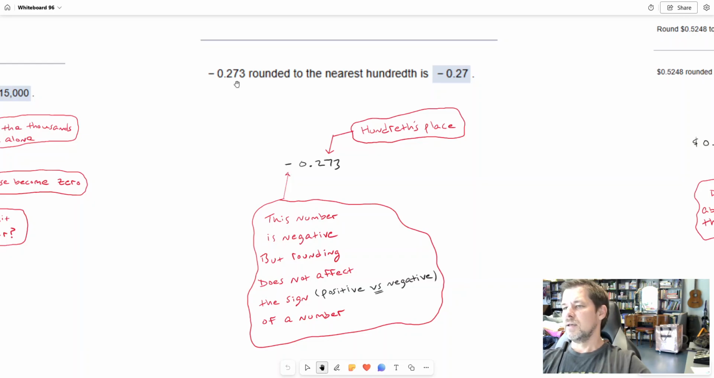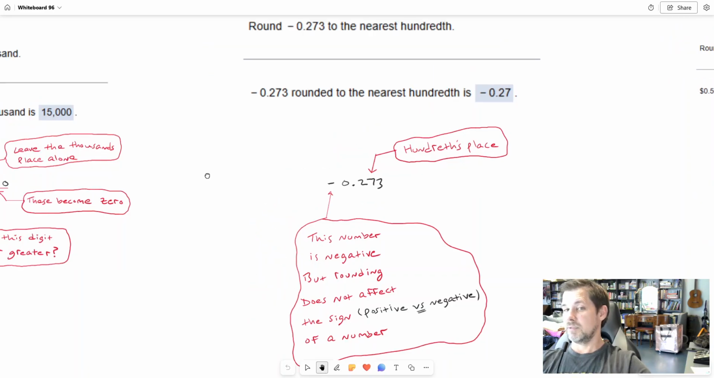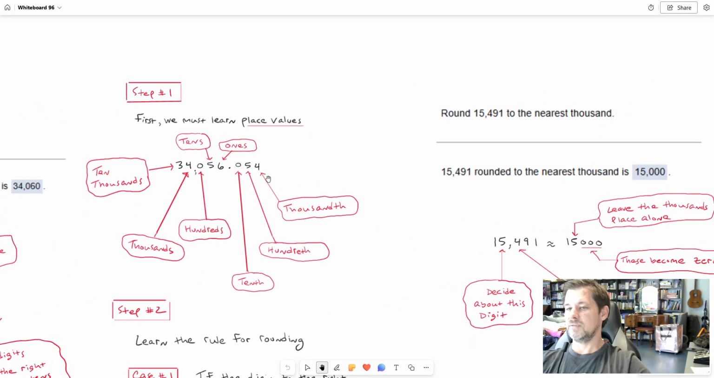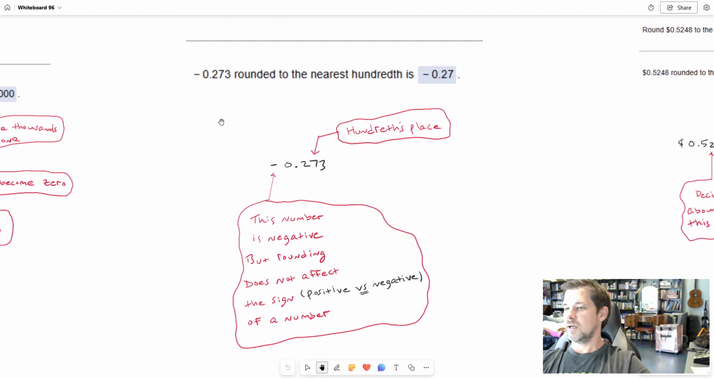So let's see. First, I'd have to say, well, where is the hundredth place? Remember the place values? So we got to learn the place values. The hundredth place is the second place to the right of the decimal point. So I'm going to look at that 7, and just based on that number just to the right, which is a 3, just based on if that's 5 or more or not, I'll decide what to do with the 7. So I'm going to round that 7. I'm either going to leave it as a 7 or bump it up by 1. But what about the 3? What does the 3 say?